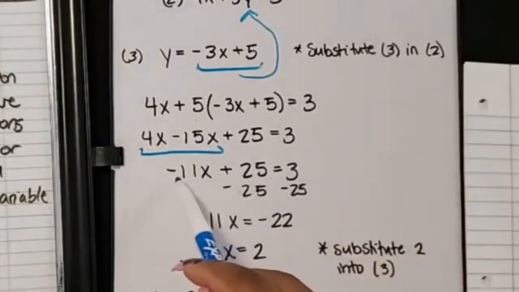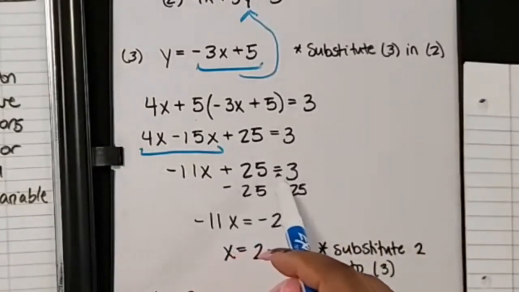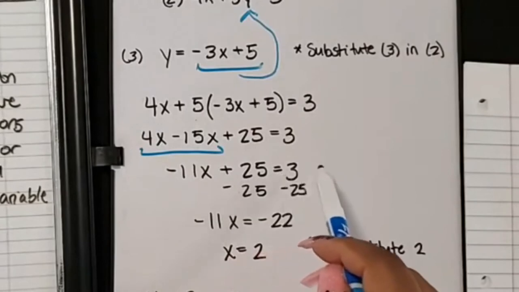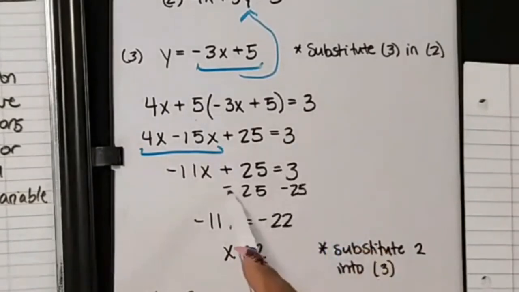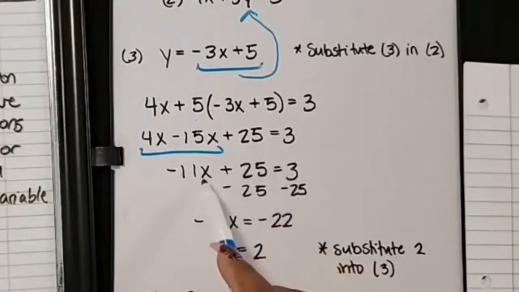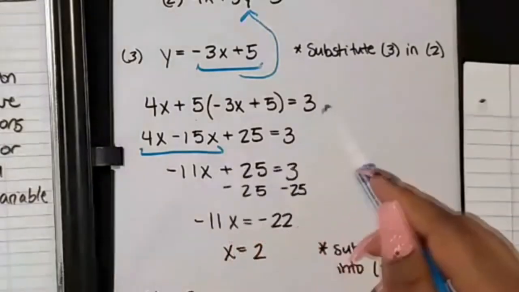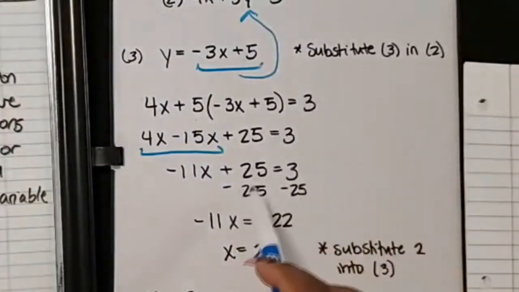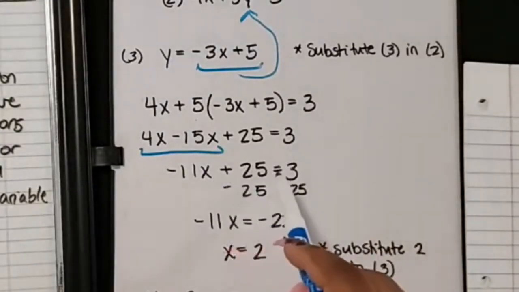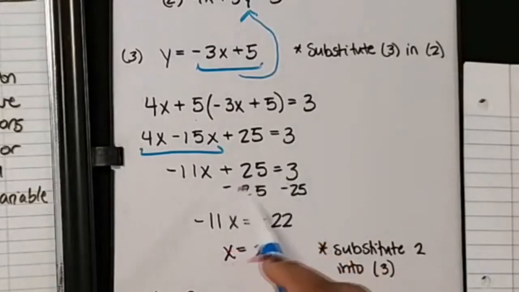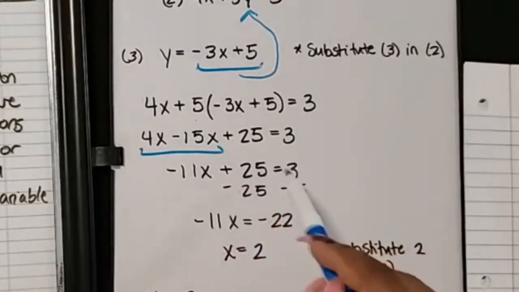From here, we have -11x plus 25 equals 3. We need to get this plus 25. Remember, we're trying to solve for x. So we want to get x by itself. So the plus 25 is in the way, so we need to subtract 25 from both sides.